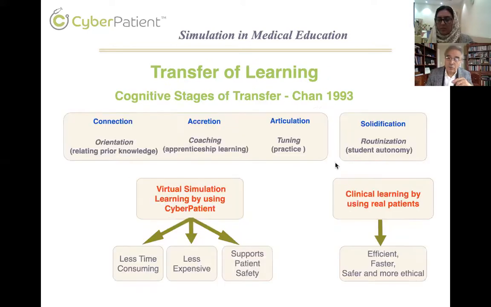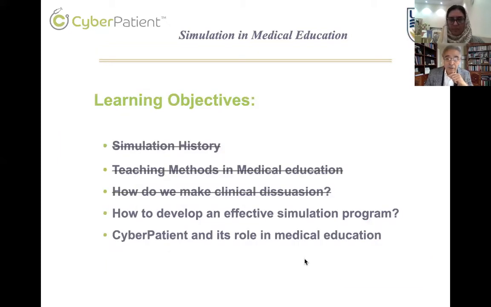What has changed in the environment with simulation is that, according to this Chan theory of transfer, if we can have the first three stages in a simulation center, we show them how to do knot tying, we coach them to perfect it, and we tune them up, they're ready to go to the clinic. So when they go to the clinic, they are at stage four, which would make medical education much safer.